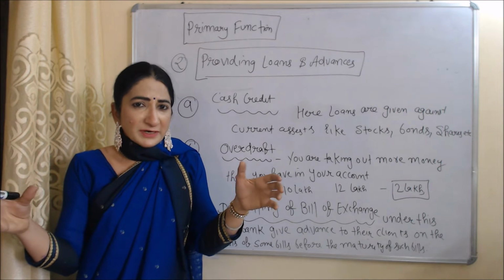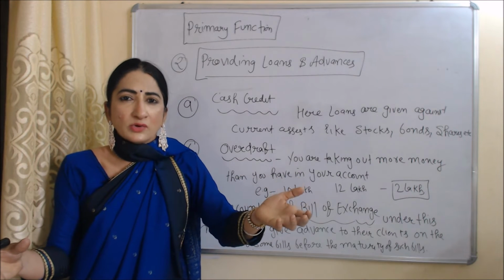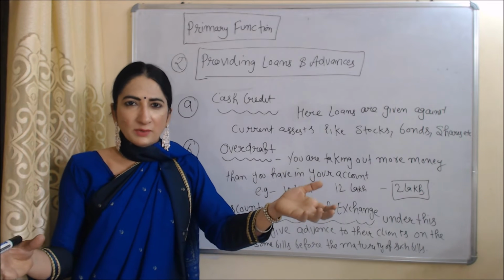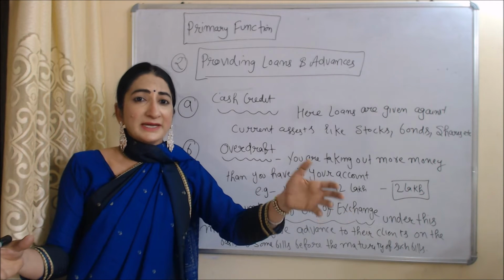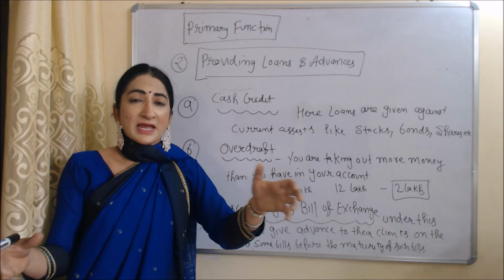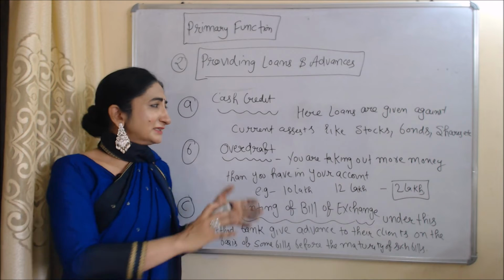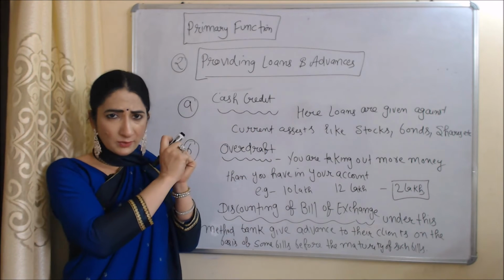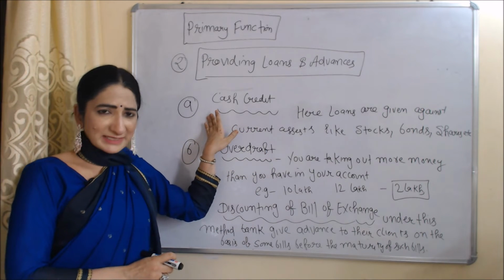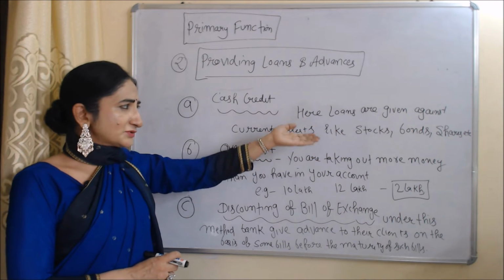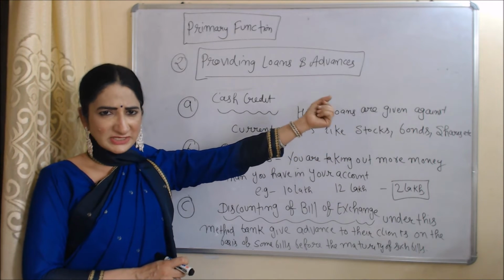Second primary function is providing loans and advances. Commercial bank provides loans and advances to businesses and public and earns interest on it. And earning interest is the main source of commercial bank income. And there are different types of loans and advances. First is cash credit. Here loans are given against current assets like stocks, bonds, shares, etc.